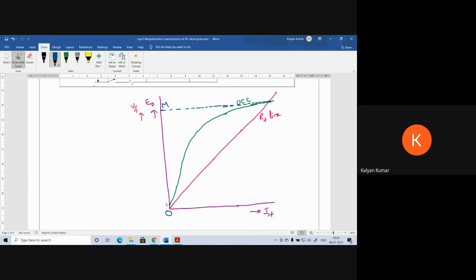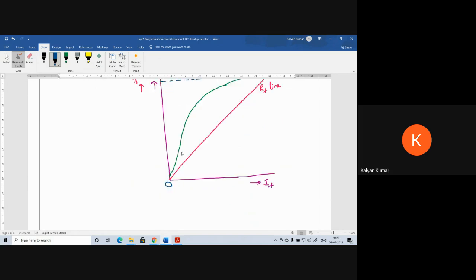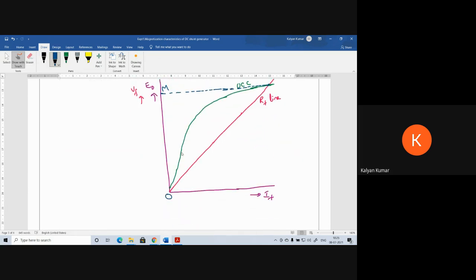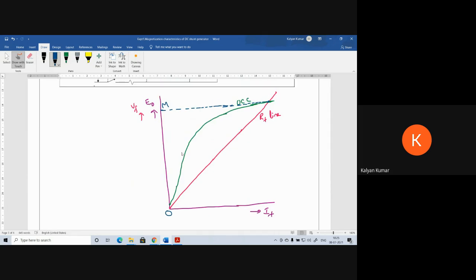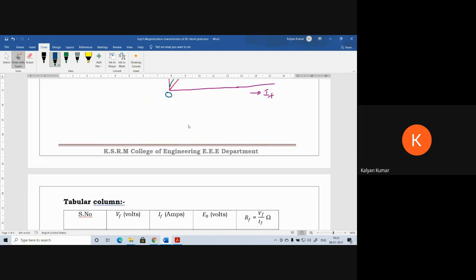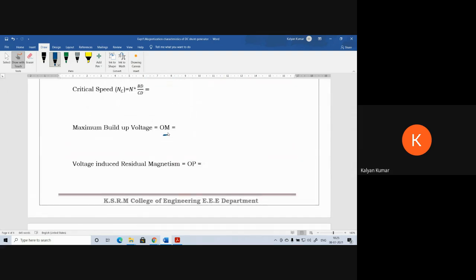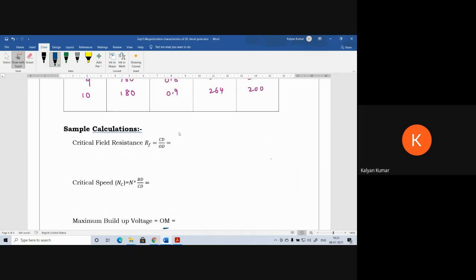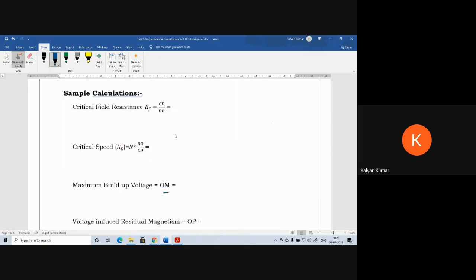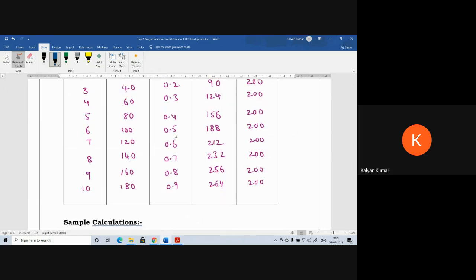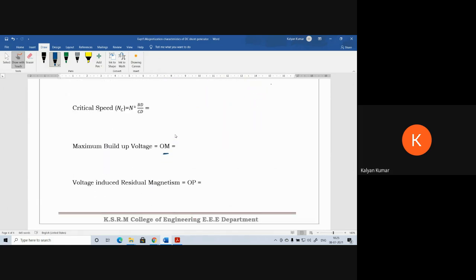So the value of OM gives the maximum build-up voltage. From the graph, you need to write the maximum build-up voltage value. Whatever value we get from the graph, we have to represent here. Suppose we get 280 or 290 volts, that is what we write here.